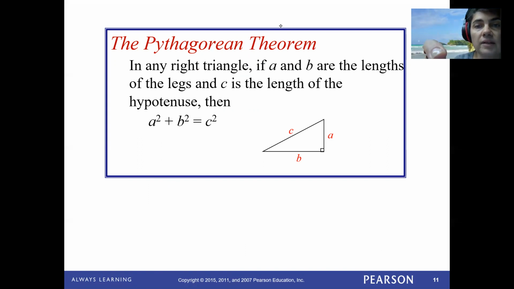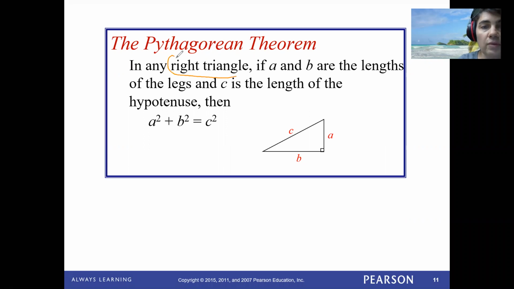So the Pythagorean theorem says that if you have a right triangle, so it's about the right triangle. If your triangle is not a right triangle, you cannot apply this. So what's a right triangle? A triangle which has a right angle. Here we go. Right angle.